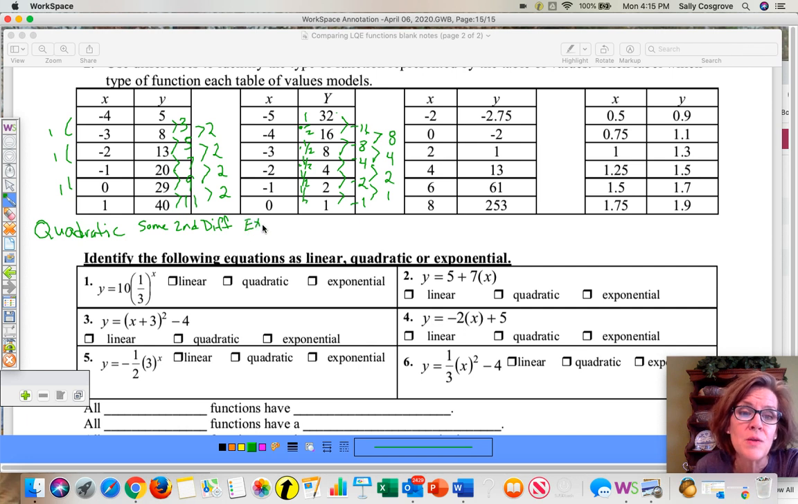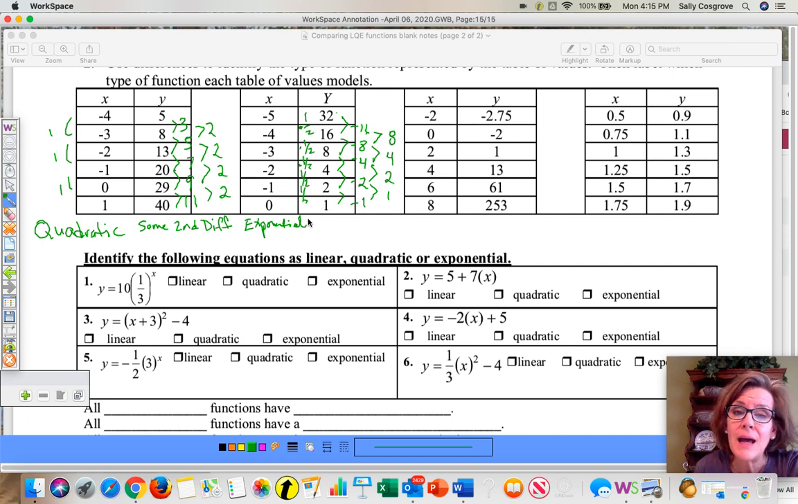Guess what this one is? Exponential. So with exponential, when you do the first and second differences, you see the pattern in the y values repeated. That's interesting. Okay. And I didn't show you that a while ago. I just went straight to the multiplying factor. So that was my fault.